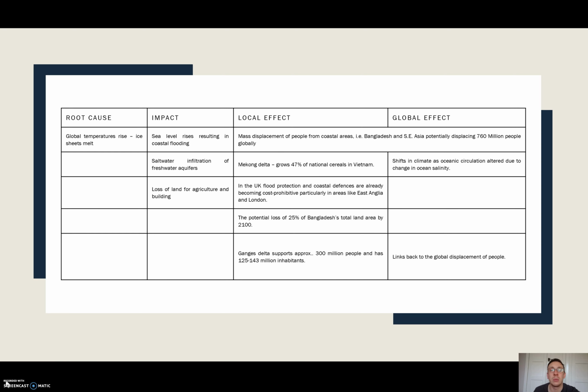So, let's start with coastal flooding. Now, that is a pretty huge global / local effect, depending on how you want to look at it. The mass displacement of people who live in coastal areas. Now, if we look at the example I've got here on the slide, Bangladesh / Southeast Asia, you're looking at potentially displacing up to and over 760 million people. So those people are all going to have to go somewhere.